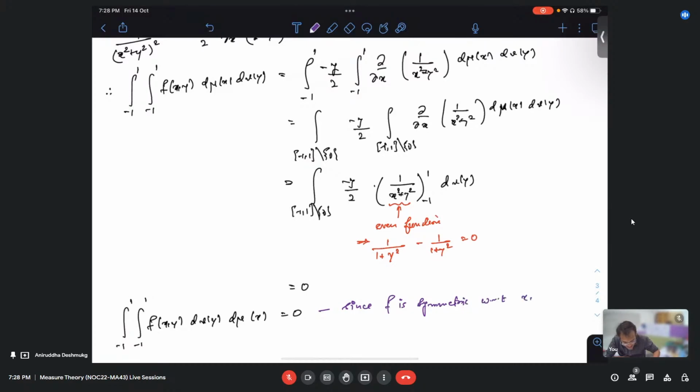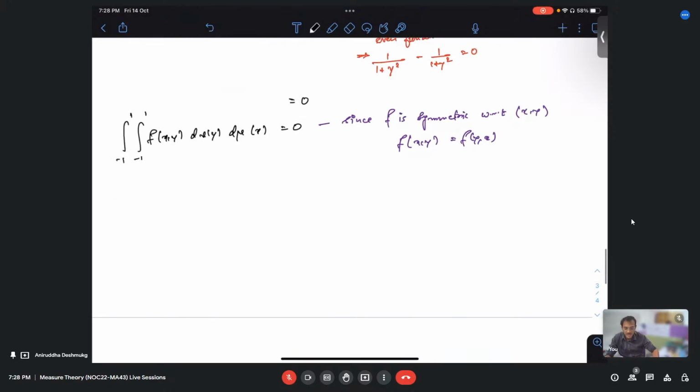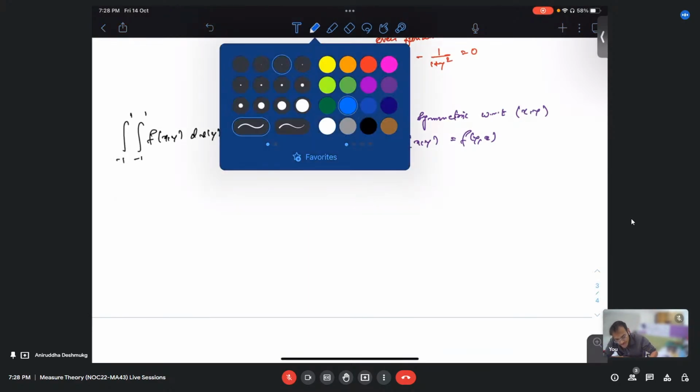Symmetric with respect to x and y. That is what I want to say: f(x,y) is the same as f(y,x). Whatever we have done above for x, just do the same thing for y. Okay, so we have established the following.